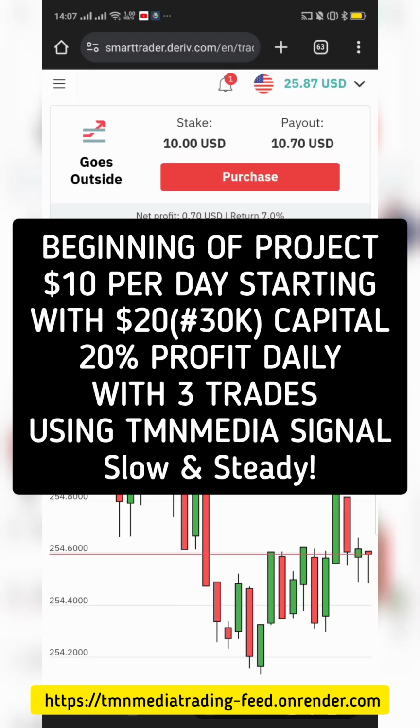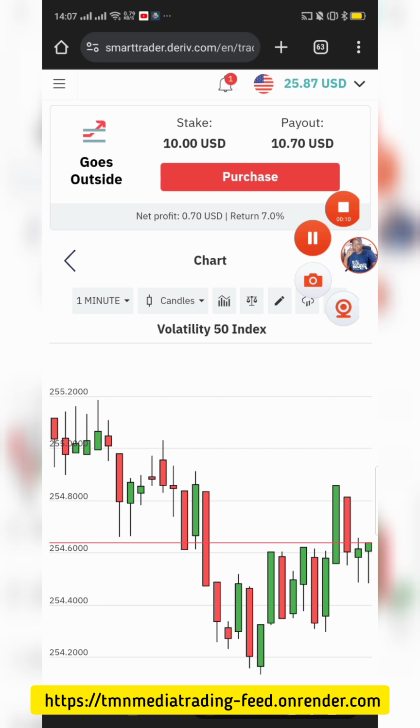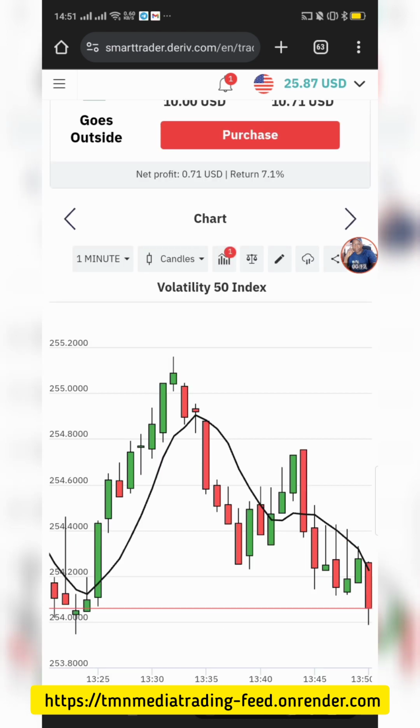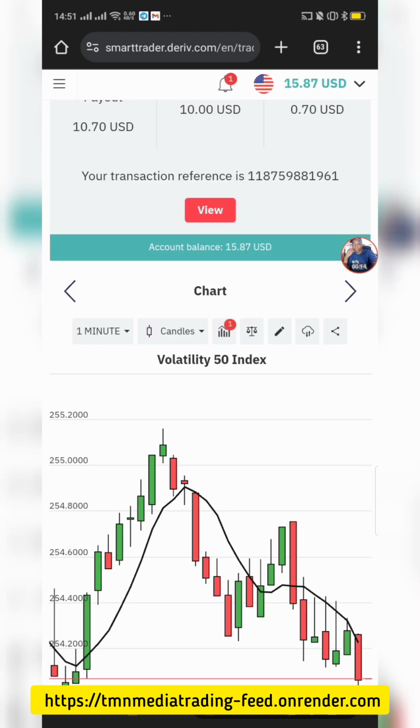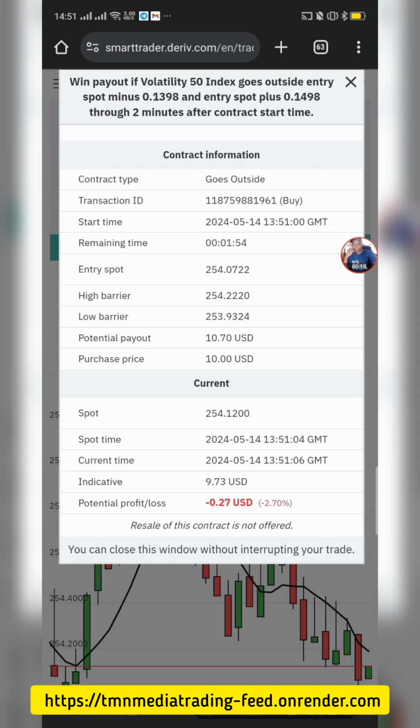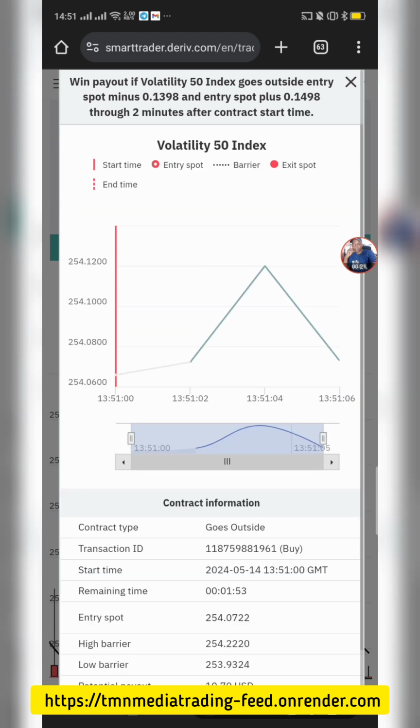I'm about to do one last trade. So I'll pause. I'm waiting for a signal. The signal didn't fall through again, so I'll wait for another one. Okay, I've made an entry. This will be my last trade for today.